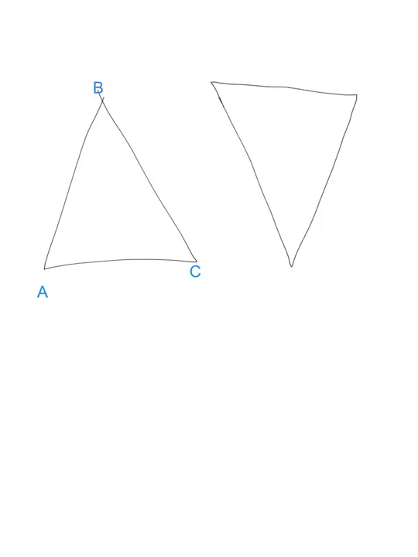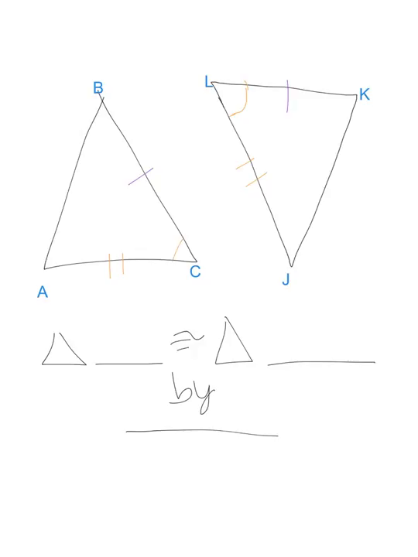Let's do another proving congruency theorem. So I'm going to label two triangles, one being ABC, the second being JKL. Now I'm going to mark up the triangle. Now we need to guess which theorem this is. Is this side, angle, side, or side, side, side? In this theorem, it'd be triangle ABC is congruent to triangle JKL by the side, angle, side theorem.